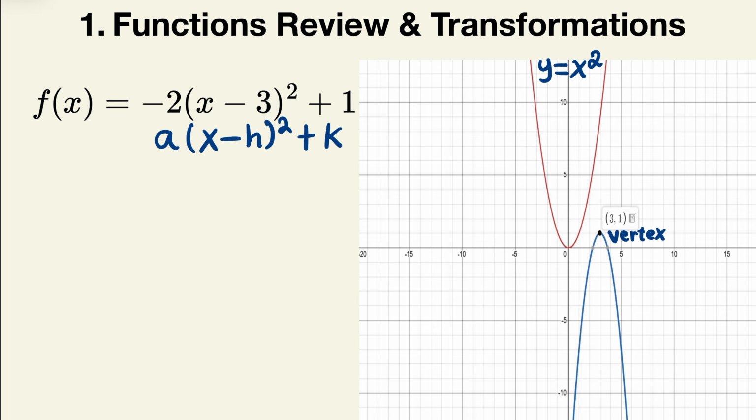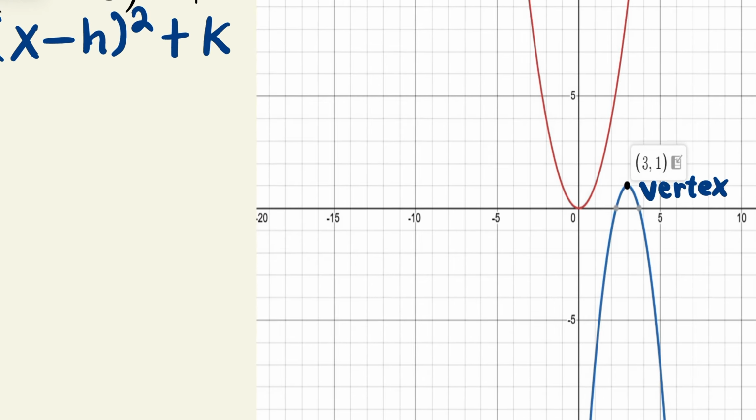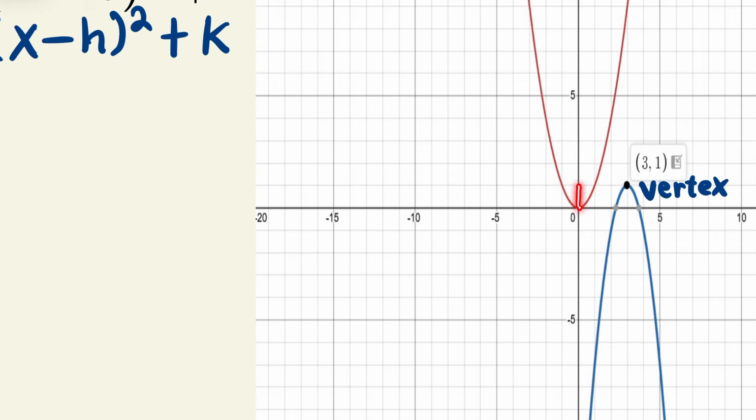Okay. Next, the plus 1 tells us that the graph shifts up 1 unit. So you can see that's what occurred here. It went up 1 unit. The only difference is that it's flipped, so you can see it right here. So you can see the vertex right there.